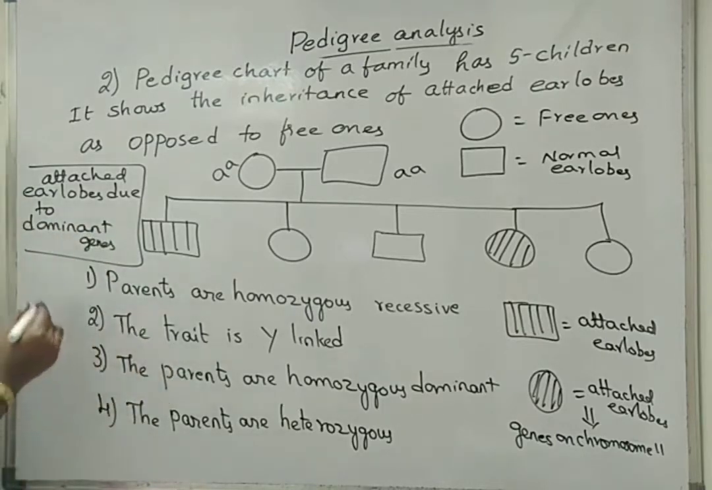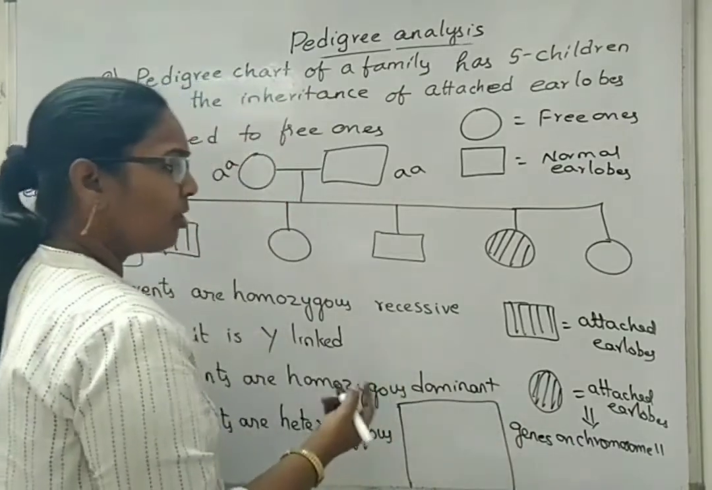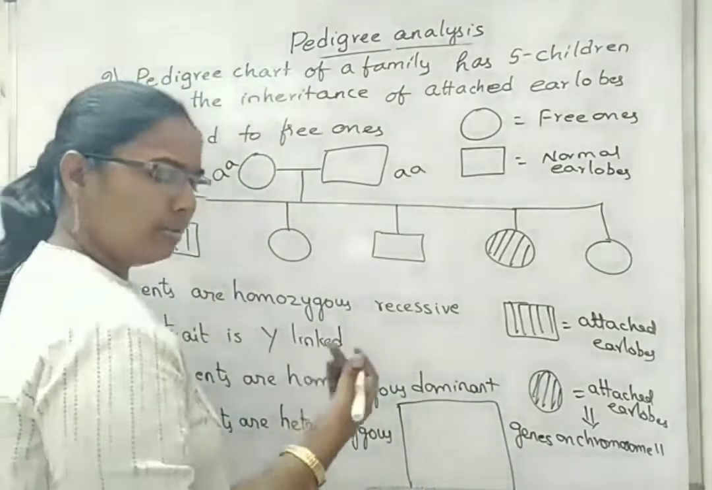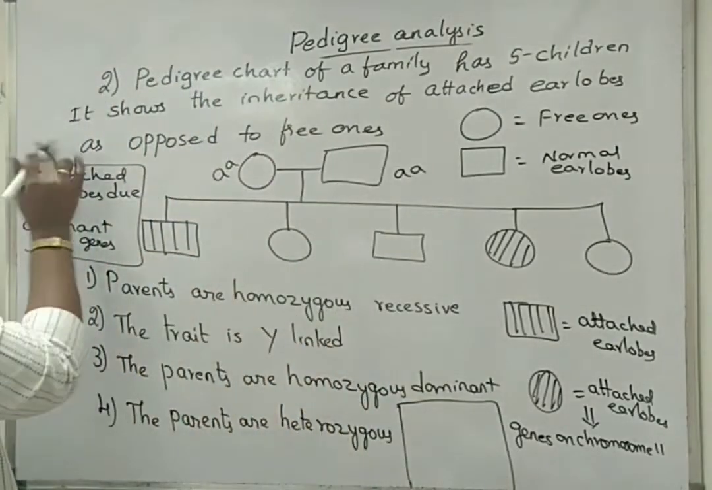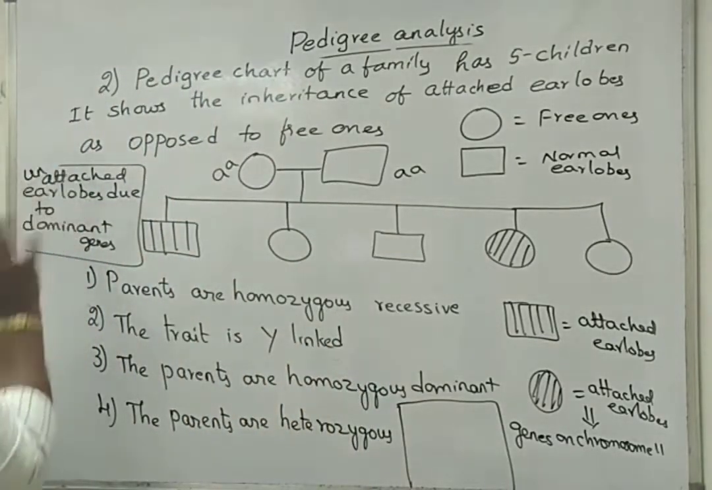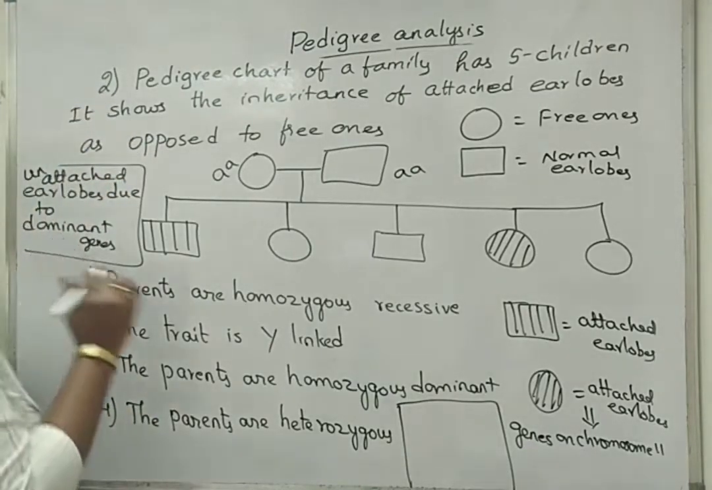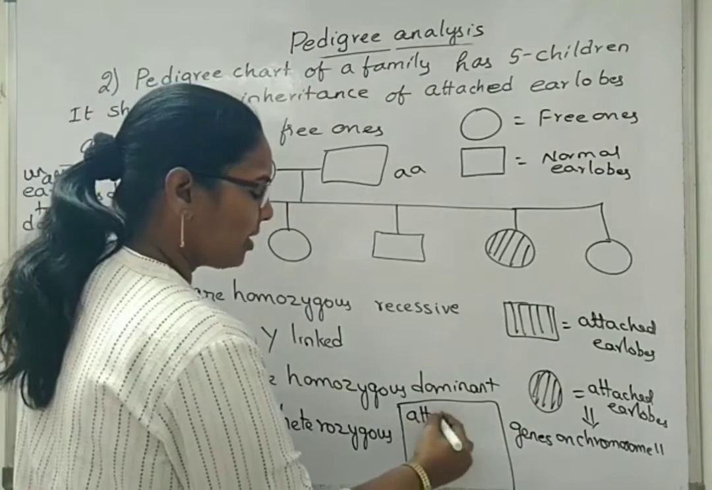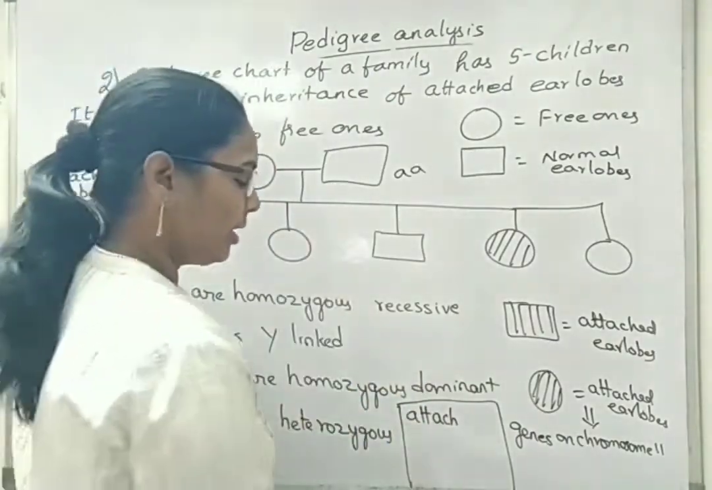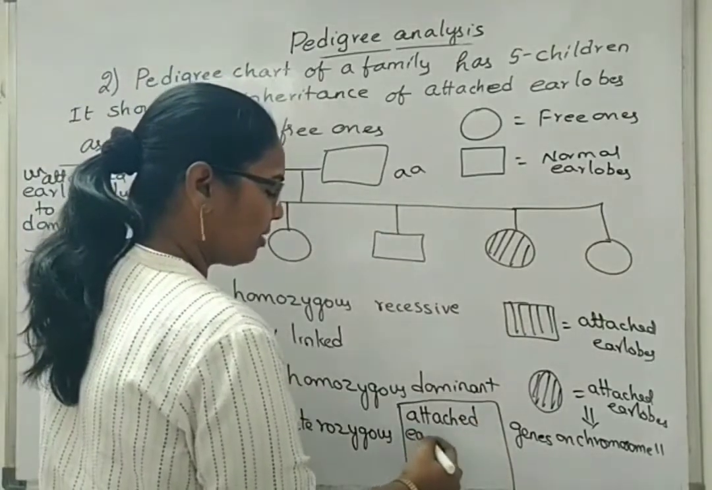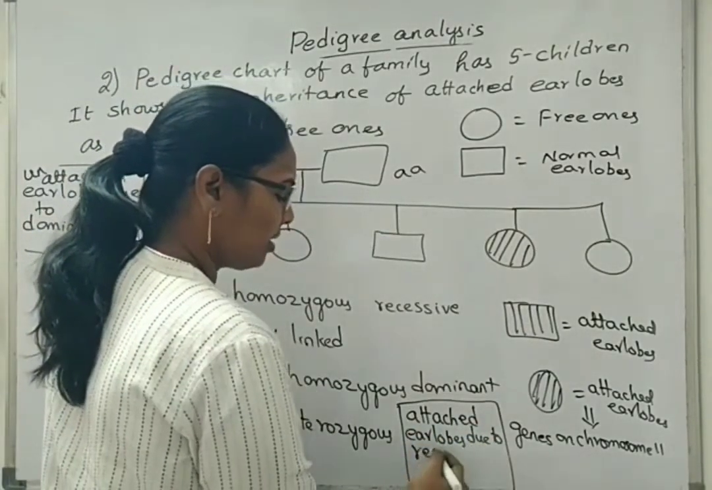Now, the same way we can write, normal earlobes are due to recessive genes. Attached earlobes, unattached we have to write. Unattached earlobes or normal earlobes are due to dominant genes, and attached earlobes are due to recessive genes. This point we should keep in mind while solving a question related to earlobes. Attached earlobes are due to recessive genes.